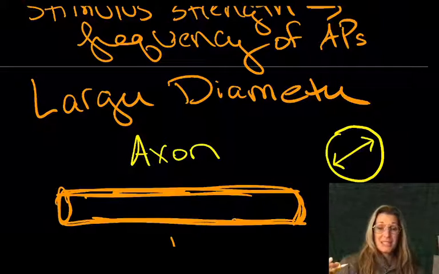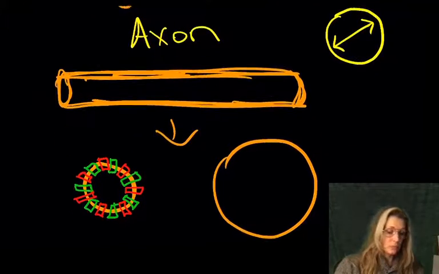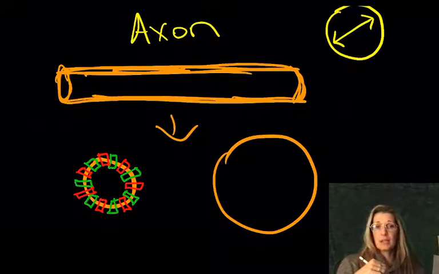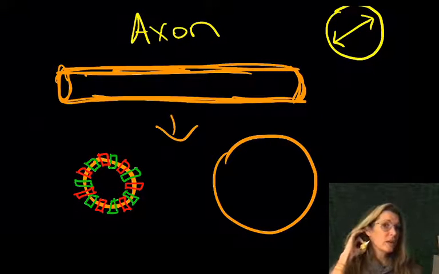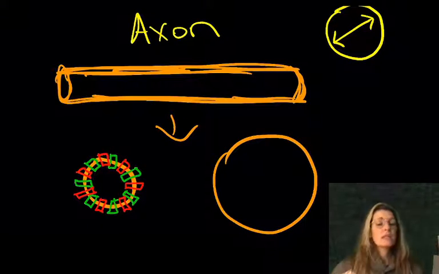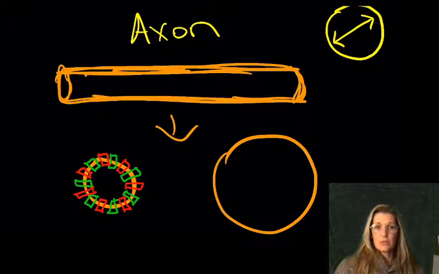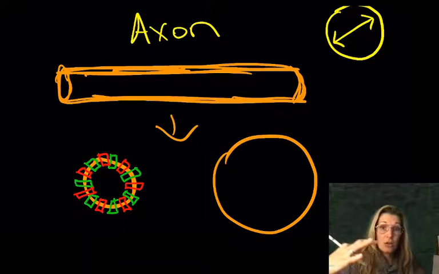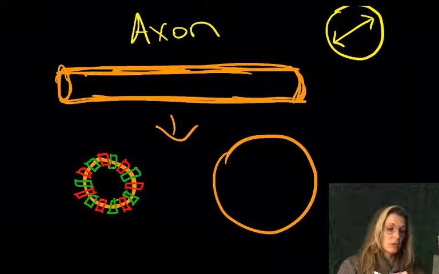So if we have an increase in diameter, what we also have is an increase in surface area. So you've got a smaller diameter axon on the left, and what I've drawn in there in all those little reds and greens represents those channels. So we have sodium channels and we have potassium channels. But we can only fit so many sodium and potassium channels in a smaller diameter axon, whereas if we increase the diameter, we've also increased the surface area.